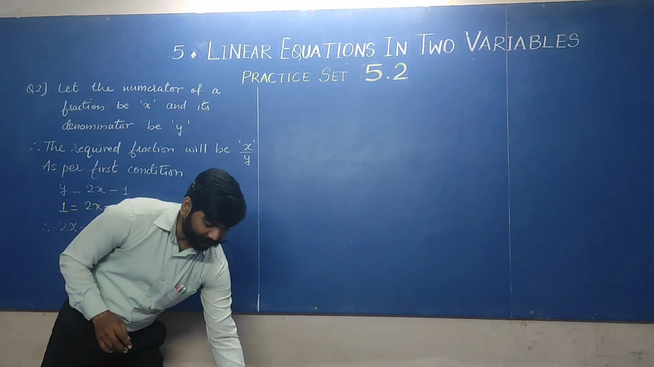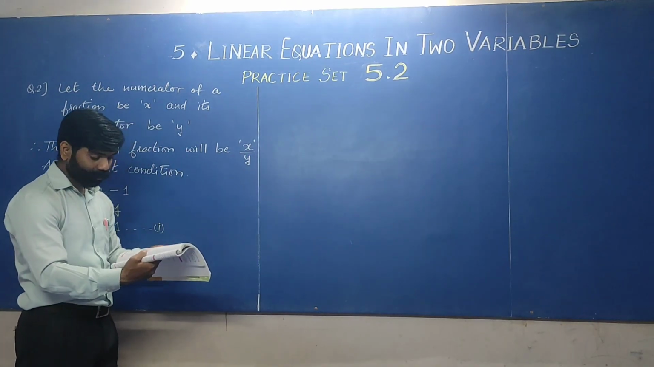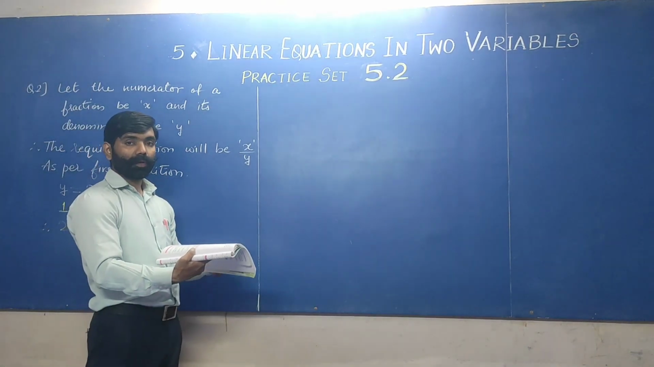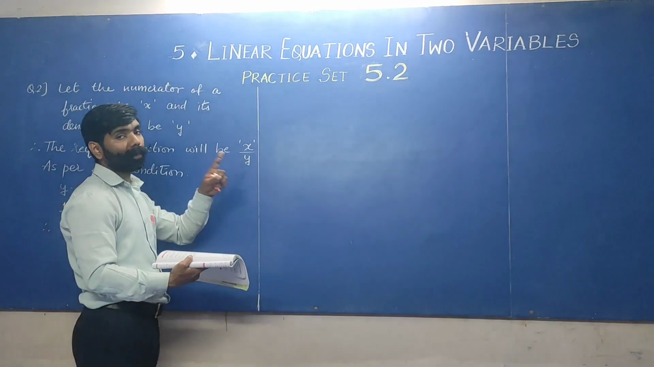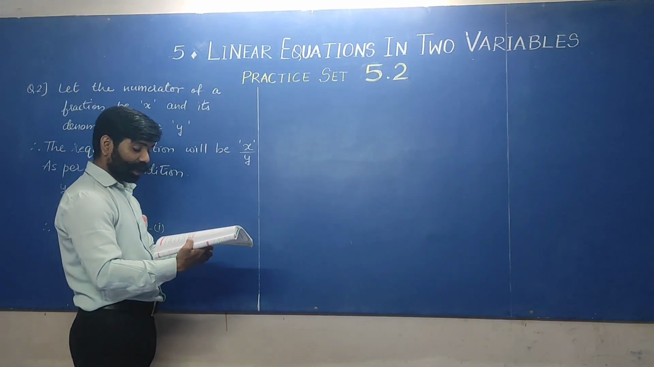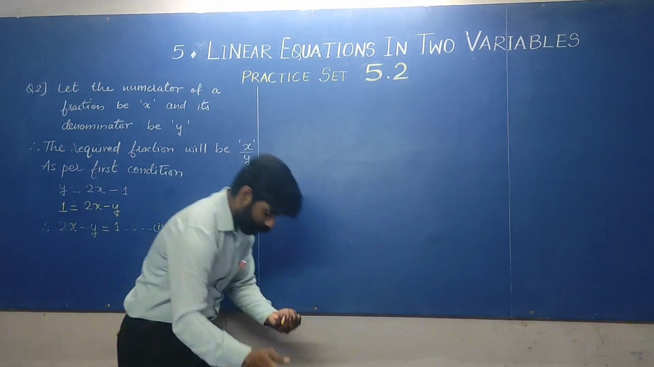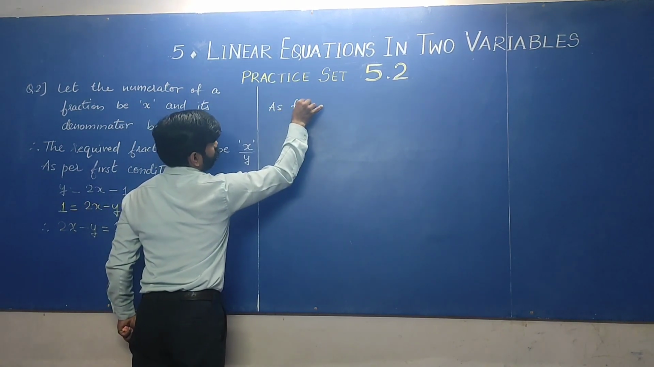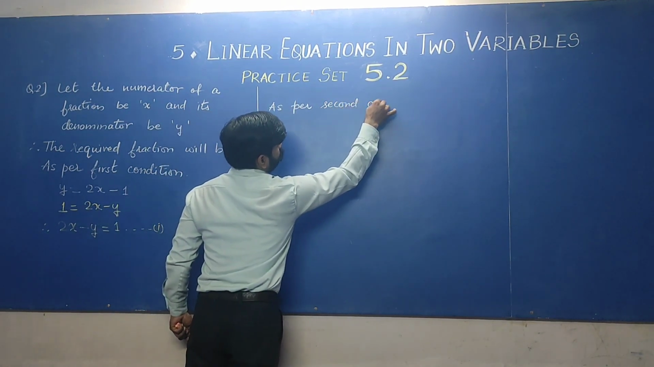Now, what is the second condition dealing with? The second condition is saying if 1 is added to the numerator and denominator respectively, that is, in the fraction both numerator and denominator are increased by 1. So we are going to add 1 in numerator as well as in denominator. Then the ratio will become 3:5. So students, let me write the condition for the second. As per second condition.